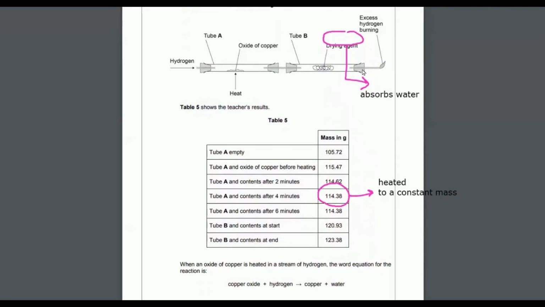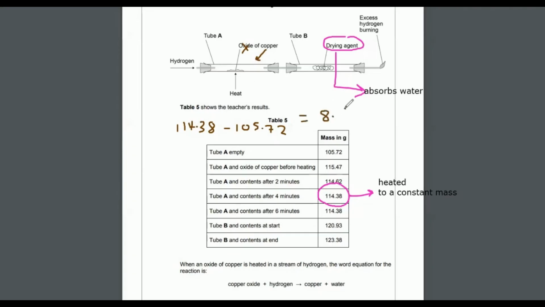First of all, to work out the mass of copper, we take the mass of the tube once it's been heated till a constant mass, so 114.38 grams. That is once all of the oxygen has been removed and you're just left with the glass tube with copper in it. It was copper oxide in the tube when it was 115.47, but once all of the oxygen's been removed, it's down to 114.38. So we've just got copper metal in the glass tube, and we need to subtract the empty glass tube. So 114.38 minus 105.72 gives the mass of copper, which is 8.66 grams.